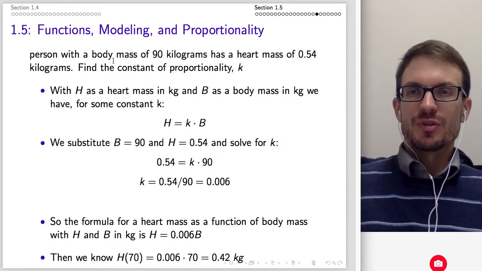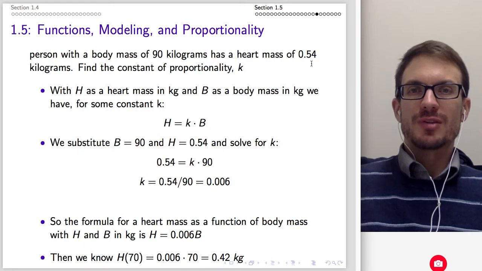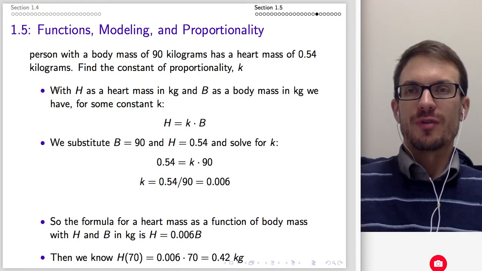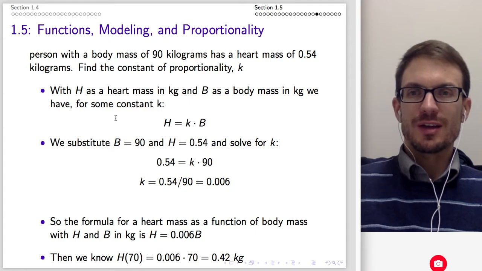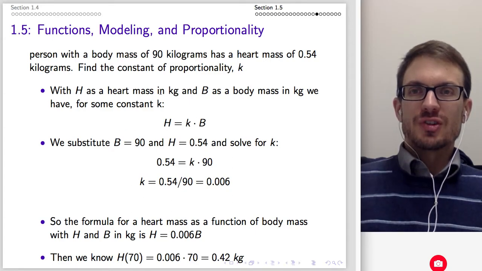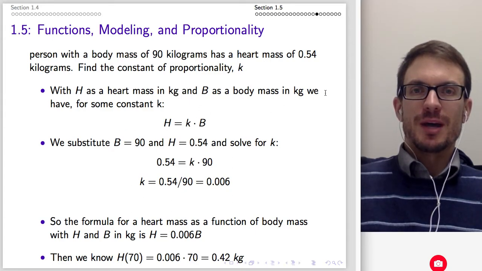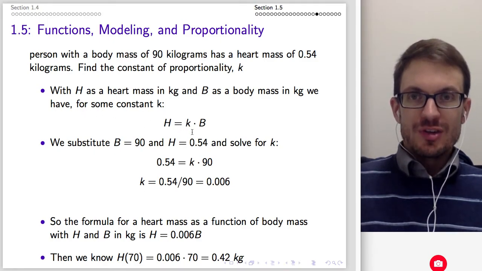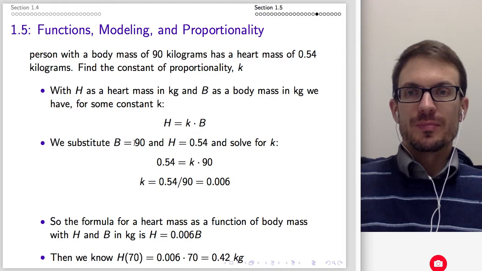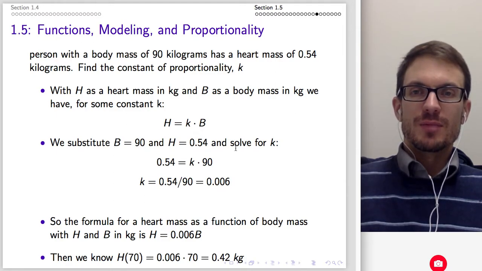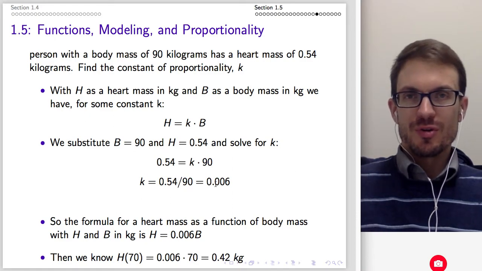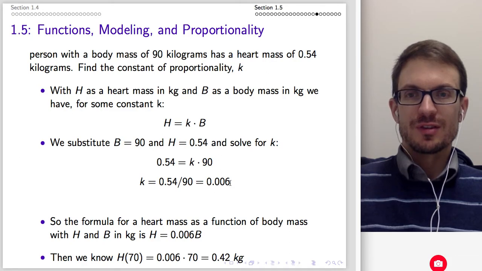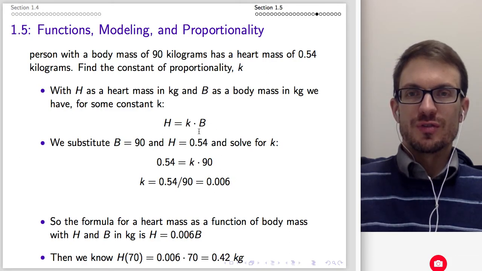Now returning, a person with body mass of 90 kilograms has a heart mass of 0.54 kilograms. Find the constant of proportionality. Well, with h as the heart mass in kilograms and b as the body mass in kilograms, we have for some constant k, which we're going to find, h equals k times b. So we substitute in, b is 90, h is 0.54, solve for k, 0.54 divided by 90, our constant of proportionality is 0.006.